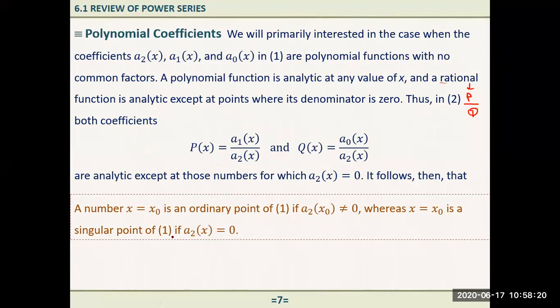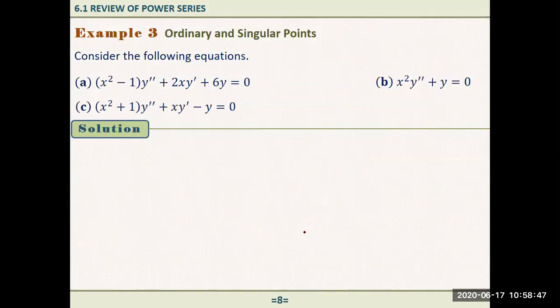Then we can give this very simple small theorem. A number x equals x sub 0 is an ordinary point of our first differential equation if a sub 2 of x sub 0, the value of this polynomial at this point, is not equal to 0. Then that is an ordinary point. Otherwise, if it is equal to 0, it is a singular point. Ordinary and singular points. That's the last example, and after that, we'll get back to our power series solutions of differential equations.